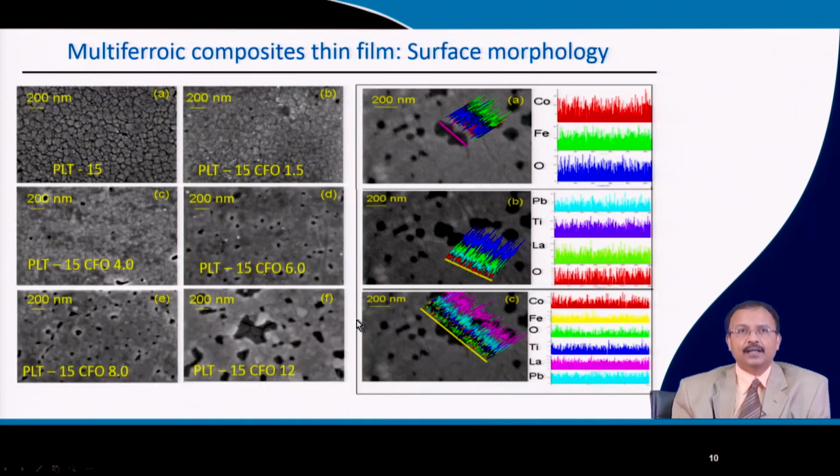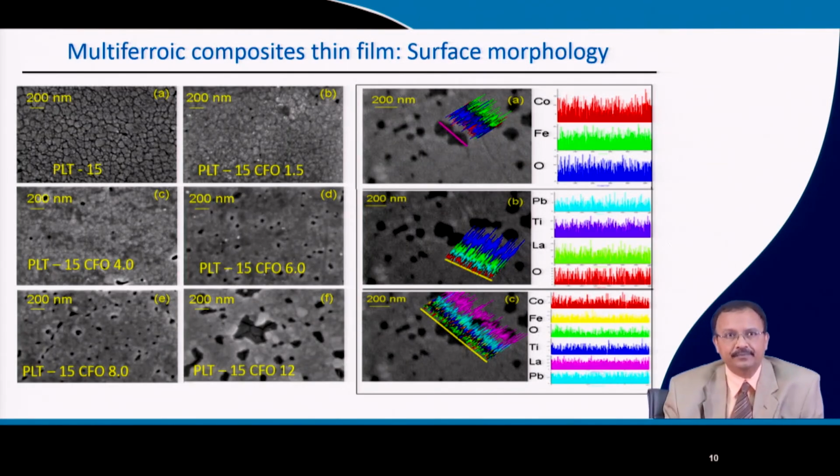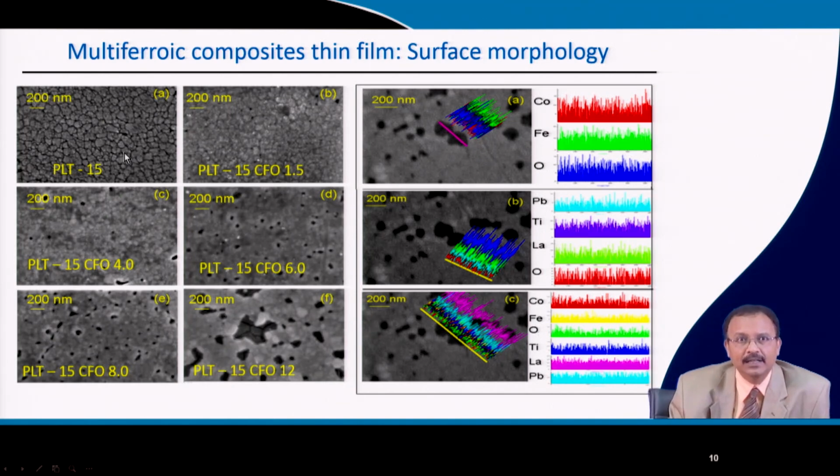So, unlike a single component system, now this ferrite and the ferroelectric part are mixed intimately together to form a nanocomposite. Now, if you see the actual photograph of this material, the PLT film has a very small grain size, as you can see, and inside that the cobalt iron oxide grains are individually dispersed.